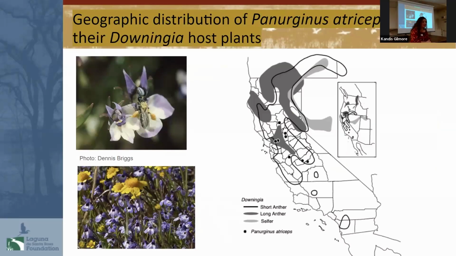And then for Downingia, called calico flower, which is a small little flower, it has a really small little bee called Panurginus atriceps. They found them in a couple of places, and these are the different types of places where Downingia is found. Some of them have short anthers, long anthers, and so on.